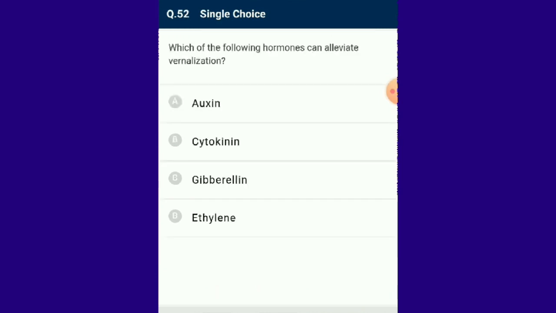Question number 52. Which of the following hormones can alleviate vernalization? Gibberellin is one of the hormones that can alleviate vernalization. Some plants like beet, wheat, etc. require treatment of low temperature besides photoperiodism. So the answer is option C. Gibberellin, the hormone, can alleviate vernalization.